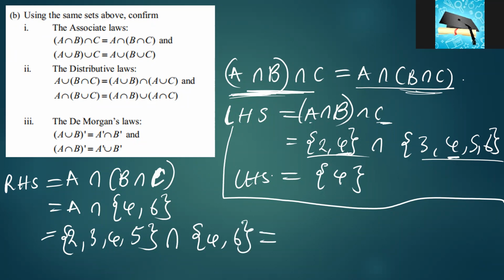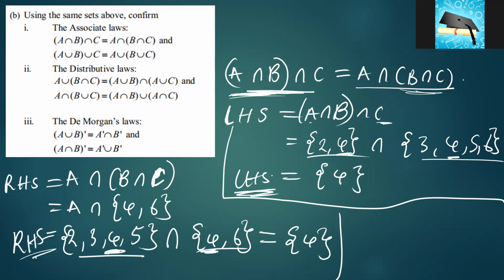So now, let us find the common elements between this set and that set. As you can see here, we only have 4 there and 4 there, so this is the only element that is common. So we have found that the left-hand side and the right-hand side are equal.